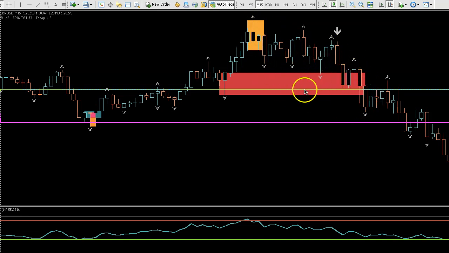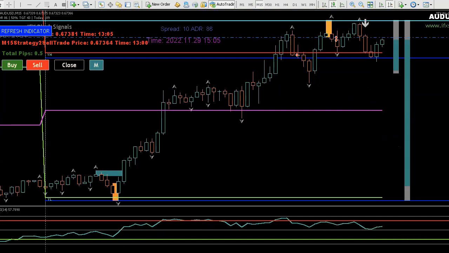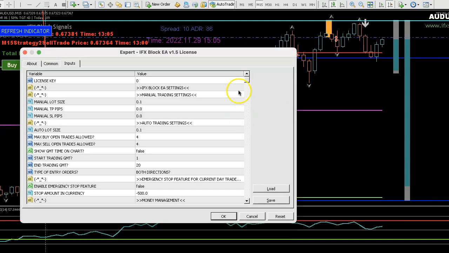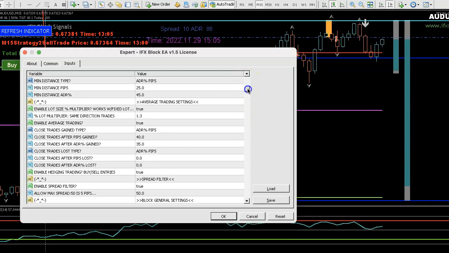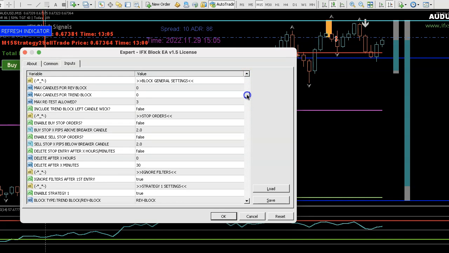The smaller the block, the better it is. Like this one right here, it took only 1, 2, 3 candles to form. So the better it is, in order for us to maybe get closer to the source, right? Of course, it worked out very nicely, but the idea is that we tell the EA, hey, I don't want too many candles to form, right? So you would use that over here, block settings, block general settings, maximum candles to form the reversal block or the trend block.